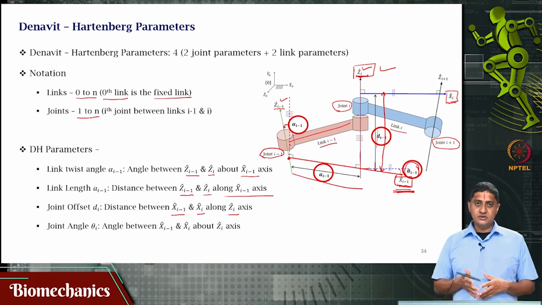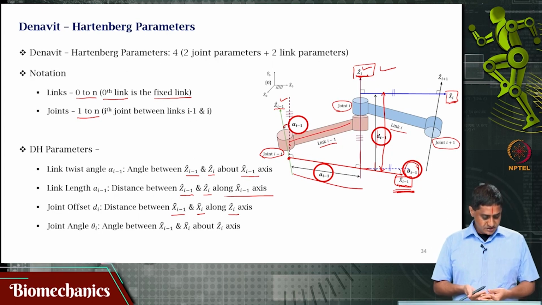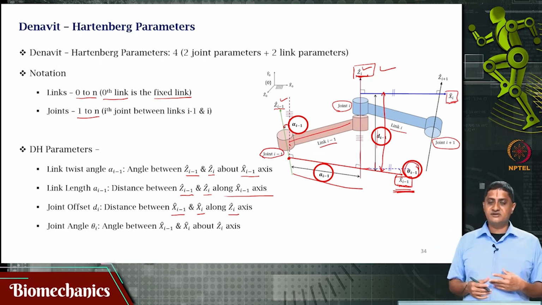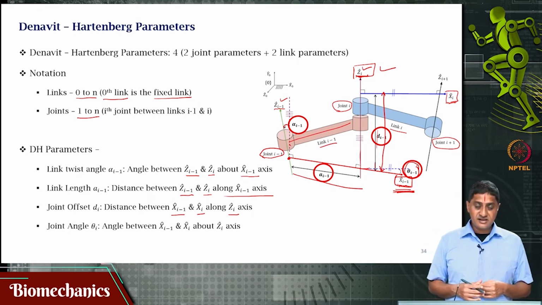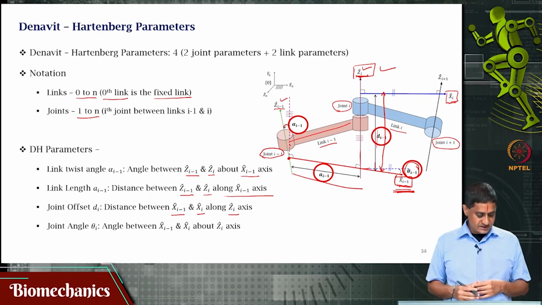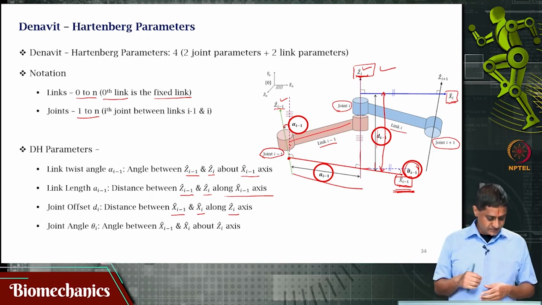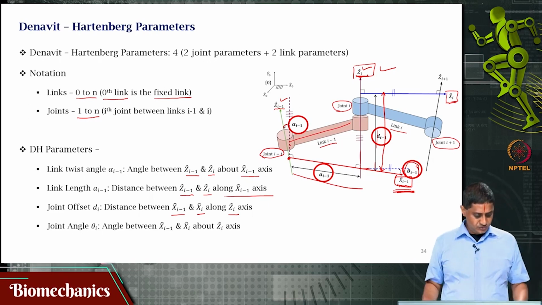So, once you define the joint parameters and the link parameters for all the joints and for all the links in the manipulator, then you can construct what is called a Denavit-Hartenberg table, or the DH table, that contains n rows corresponding to n links and 4 columns. What are the 4 columns? Link twist angle, link length, joint offset and joint angle, these 4. Then you can use this DH table to find the forward kinematics equation and then solve for them.